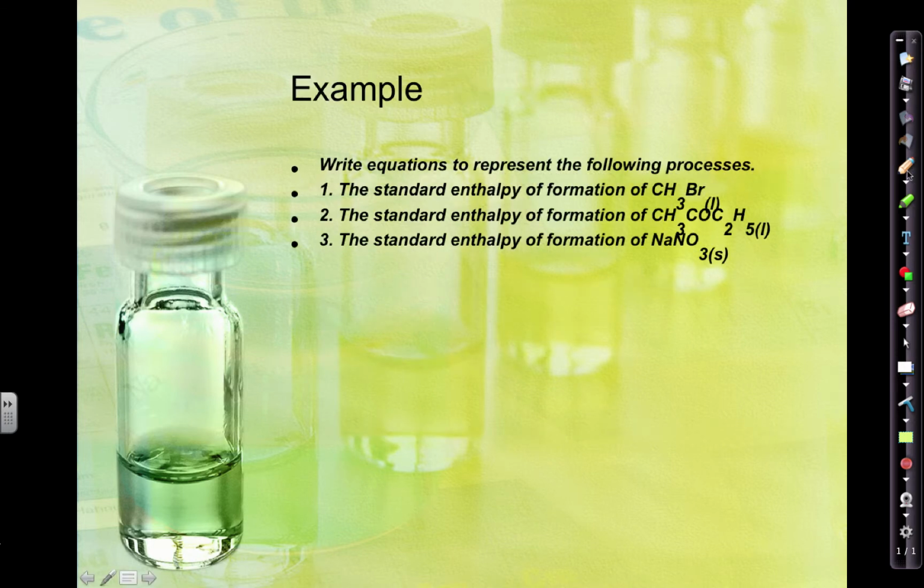So we're going to write out some enthalpy of formation equations. We're going to be making 1 mole of the product from its elements. So if I'm looking at the first one, CH3Br, I'm going to make this thing from its elements. Well, it's made of carbon, hydrogen, and bromine, and they have to be in their standard states. Carbon, when it's in its standard state, would just be graphite.